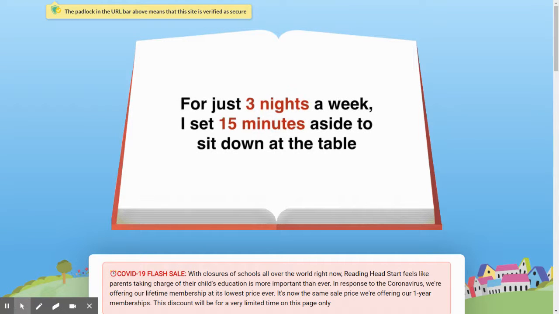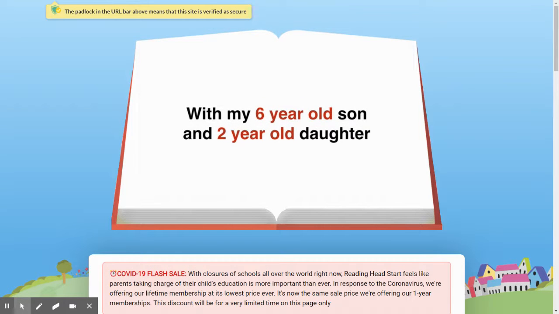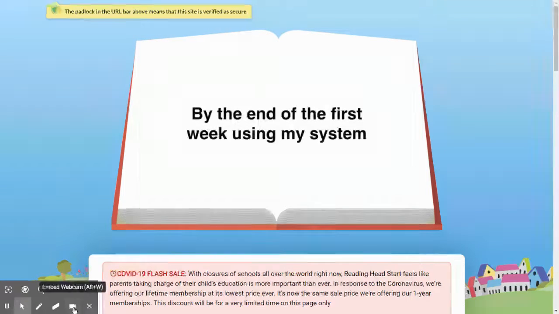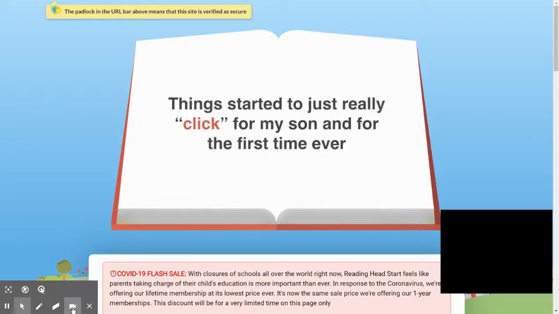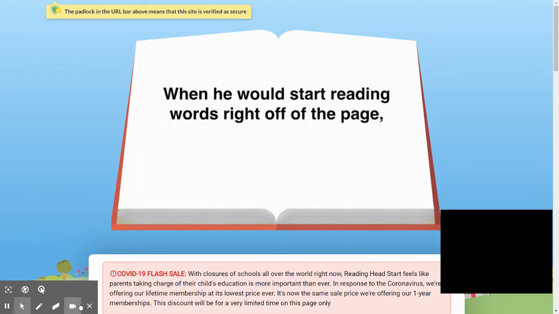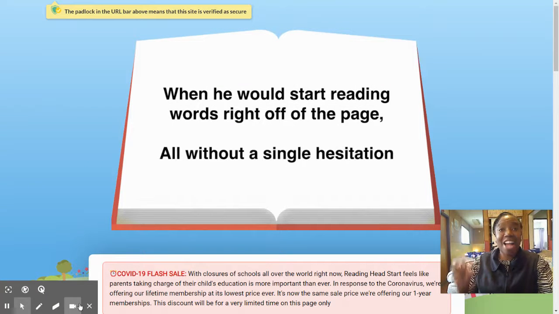For just three nights a week, I set 15 minutes aside to sit down at the table with my 6-year-old son and 2-year-old daughter, both having them follow the exact same reading system I'd created. By the end of the first week using my system, things started to just really click for my son, and for the first time ever, I could see the excitement in his eyes and hear it in his voice when he would start reading words right off the page, all without a single hesitation.